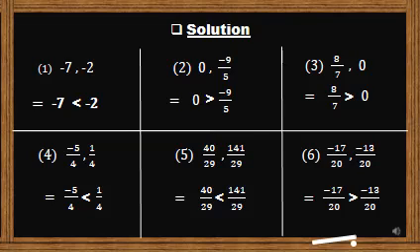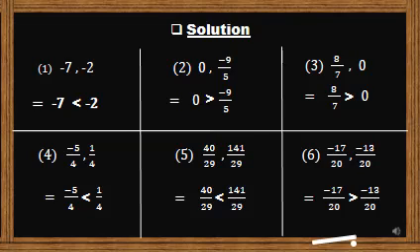Our first one is -7 and -2. Here we have to give the sign which one is greater. Okay, -7 is less than -2. Okay, second one, 0 and -9/5.